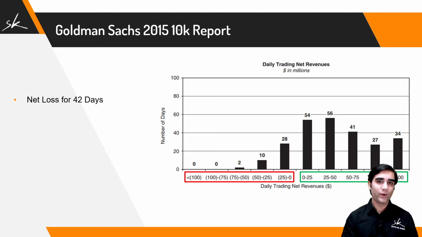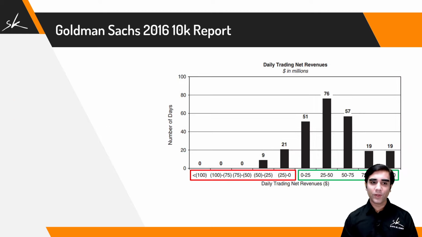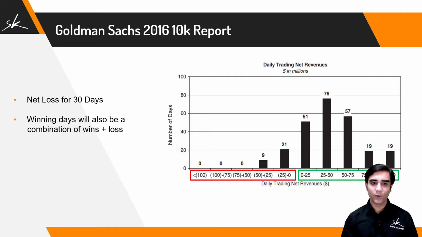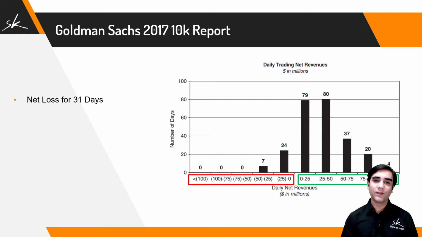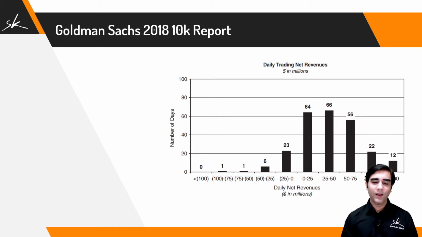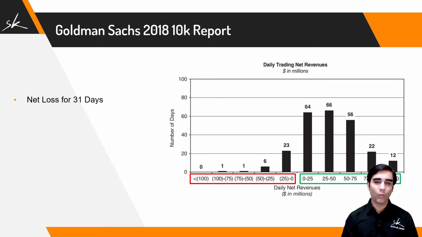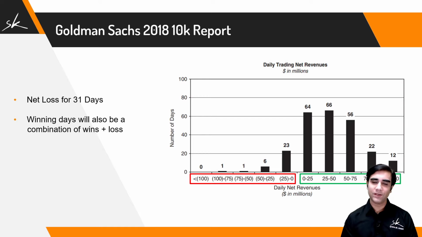2015, 42 days when they lost money, and rest of the days they were making money. 2016, 30 days when they lost money, rest of the days, yes, they were making money. 2017, 31 days when they lost money, net in losses, rest of the days, yes, they were making money. And 2018, you can see 31 days when they lost money, and rest of the days, yes, they were making money. So one thing which I have proven to you is that you can see even these big boys, it's not that they are making money on each and every trade.